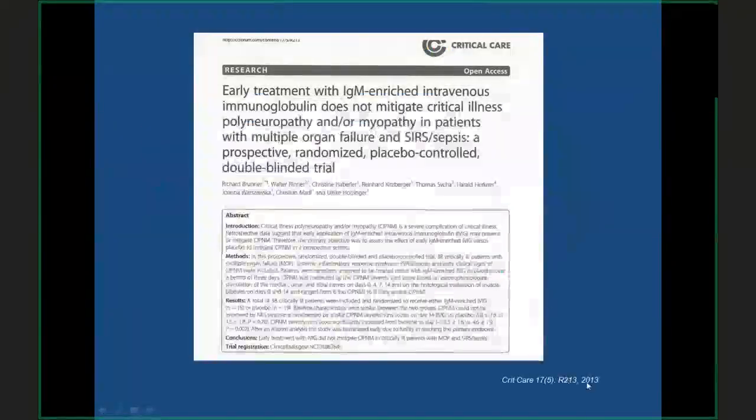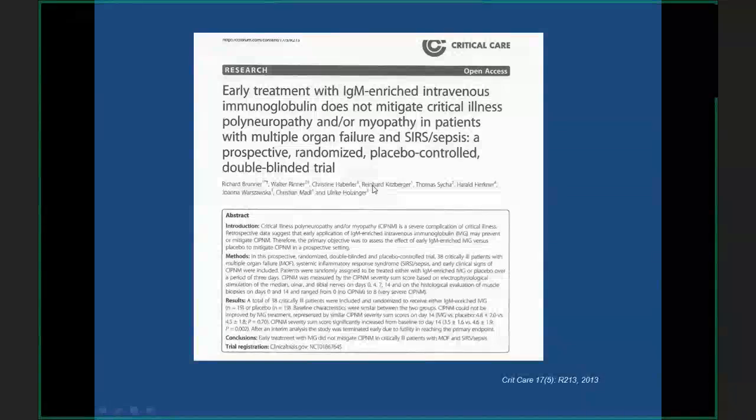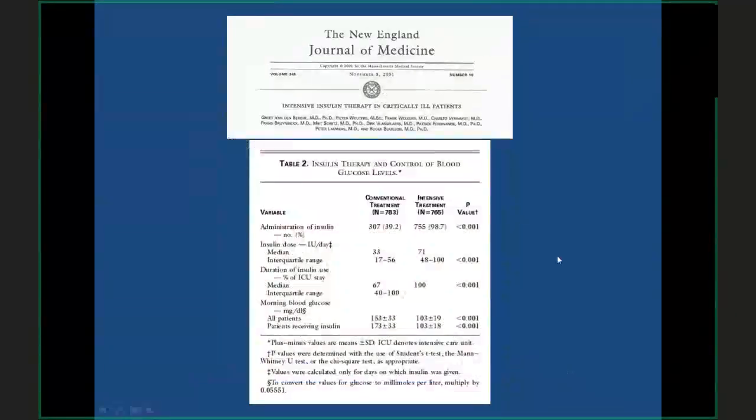Several years later, in 2013, they tried to use IgM enriched IVIG. Basically, it still does not mitigate the condition either. So basically, IVIG is not effective. I have not seen the study about plasma exchange, but at least IVIG is not effective.